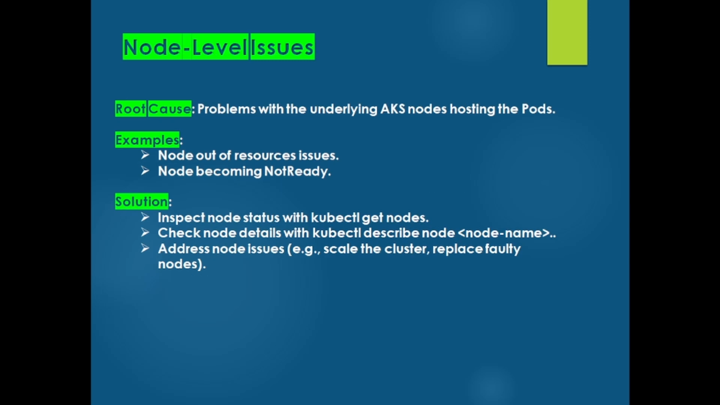Now node level issues. For node level issues, the root cause is always a problem with the AKS node hosting the pods. For example, node out of resources, or node becoming not ready. These are two examples of this issue. As a solution, we can check node status with kubectl get node. Also, we can check node details with kubectl describe node, and address any issue with a specific node, like scaling the cluster, or replacing the faulty nodes.